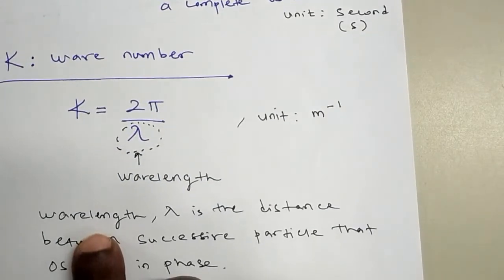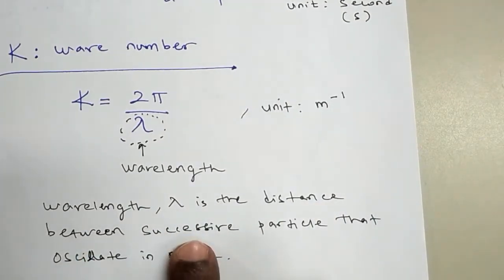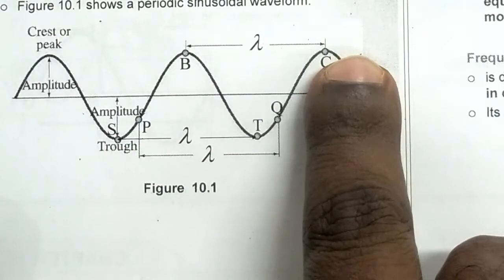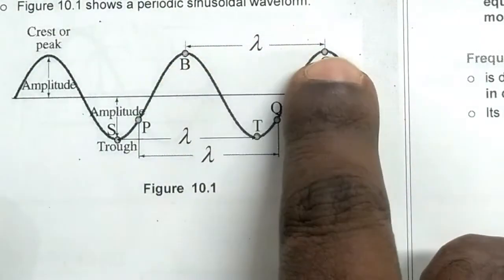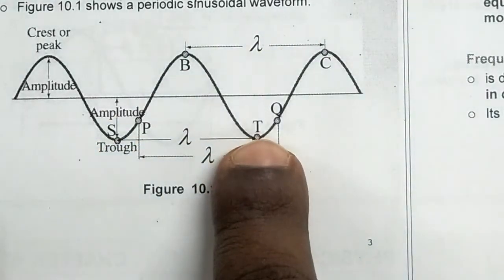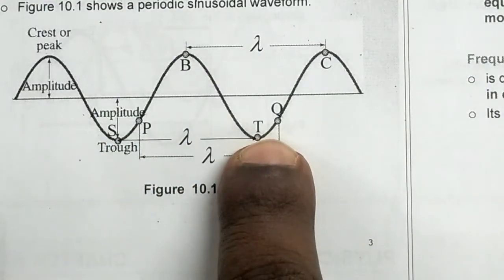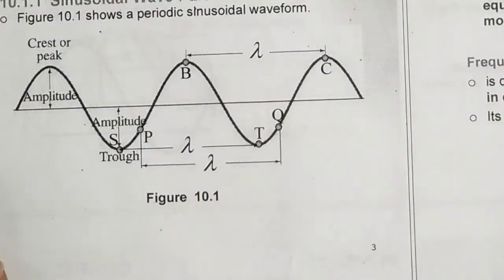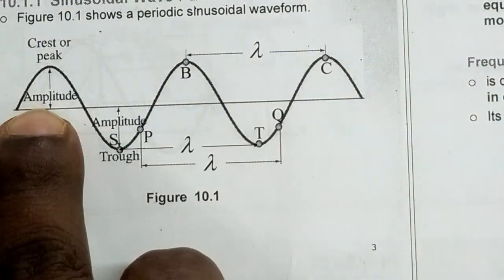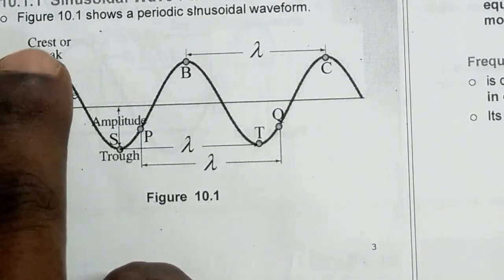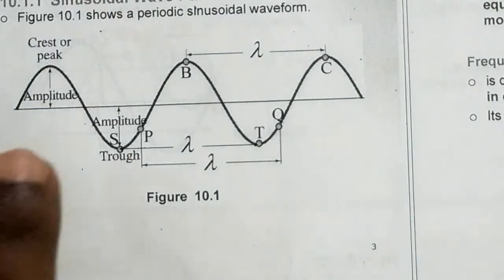Wavelength is the distance between successive particles that oscillate in phase. So this is the distance between two successive particles, crest to crest is a wavelength, or trough to trough is also a wavelength. Crest to crest, or trough to trough. And this is the maximum distance from the equilibrium position for particles in the medium. We call it amplitude.